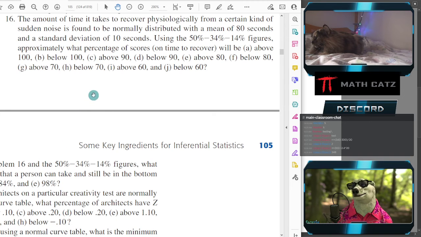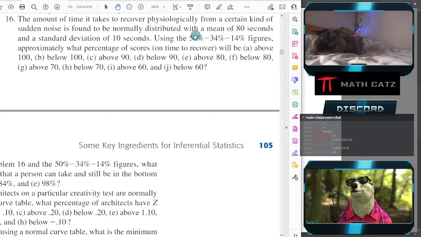Let's read 16. The amount of time it takes to recover physiologically from a certain kind of sudden noise is found to be normally distributed with a mean of 80 seconds and a standard deviation of 10. Using the 50, 34, 14% figures, so sort of our rule of thumb for the areas under the normal distribution curve, approximately what percentage of scores in terms of this variable will be above 100, below 100, and so on and so on. So let's do a couple of these.